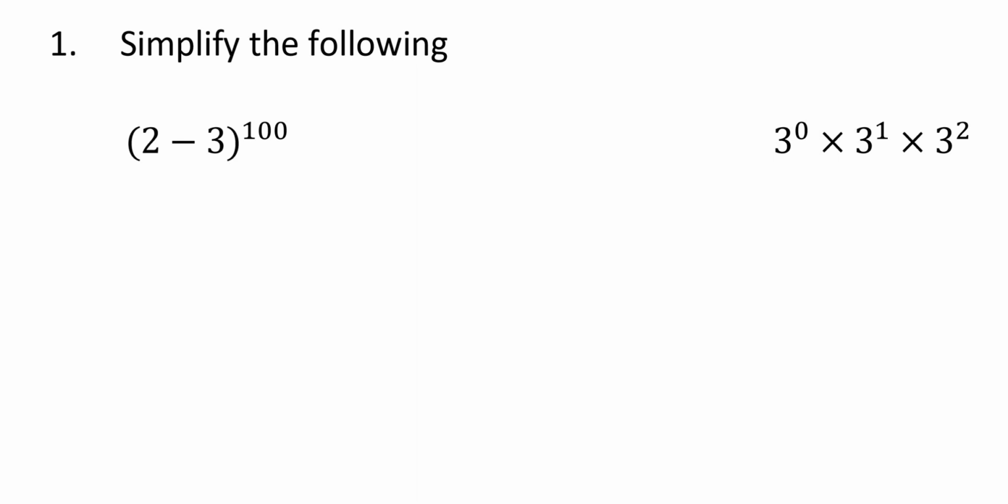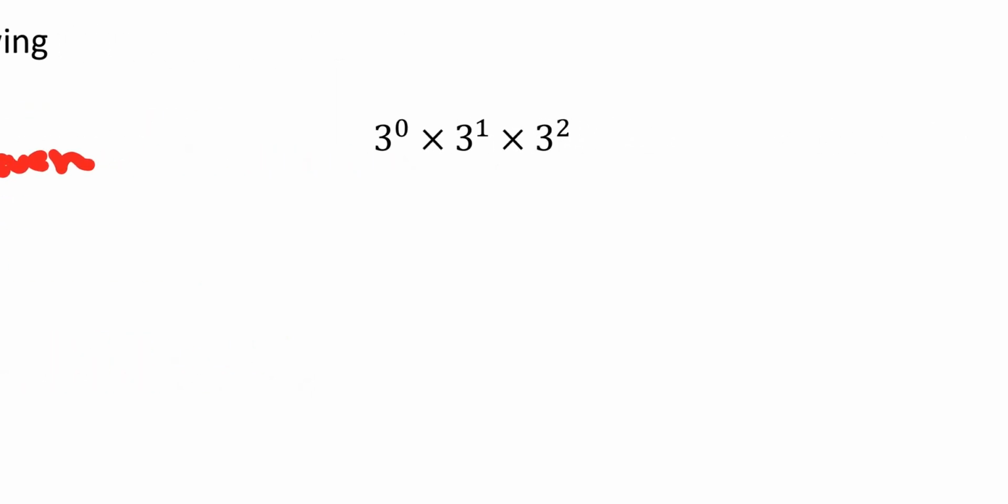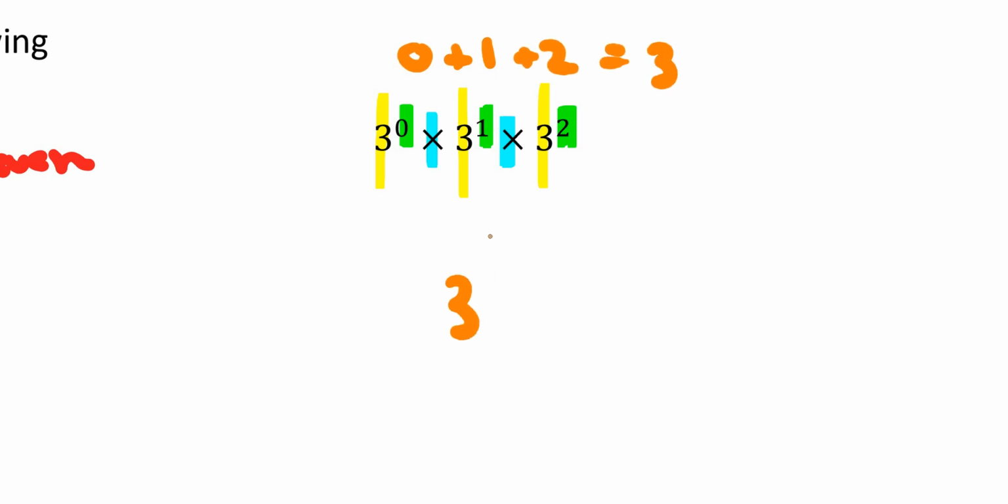Simplify the following. All right, let's do the brackets first. What's 2 minus 3? Well, 2 minus 3 is going to be -1, all to the power of 100. Now, since this is an even power, it's like -1 times itself an even number of times, so that's just going to be +1. Over here, I noticed that the bases are all the same. If the bases are all the same and you're multiplying, you just add the powers. So what's 0 plus 1 plus 2? Well, 0 plus 1 plus 2 is going to be 3. So the final answer is 3 to the power 3, and 3 to the power 3 is going to be 27.